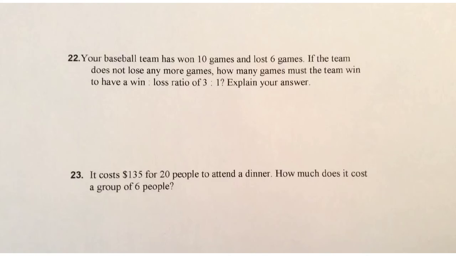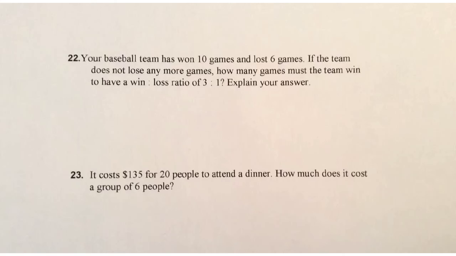For number 22, your baseball team has won 10 games and lost 6 games. If the team does not lose any more games, how many games must the team win to have a win-loss ratio of 3-1? Explain your answer. So it already won 10 games. How many more games must it win, because it's not going to lose anymore, to have a 3-to-1 win-loss ratio. So you know you want it to equal 3-to-1. What does it have to be? How many wins over 6 to equal 3-to-1? Because you have 6 losses and you're not going to lose anymore.